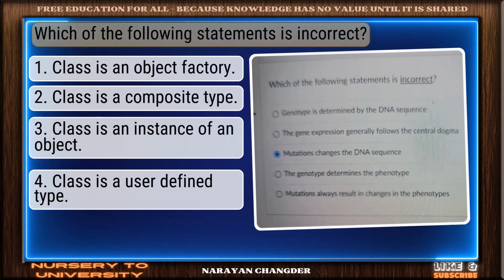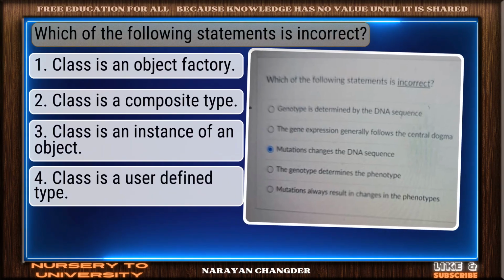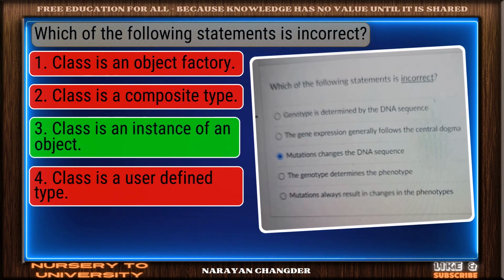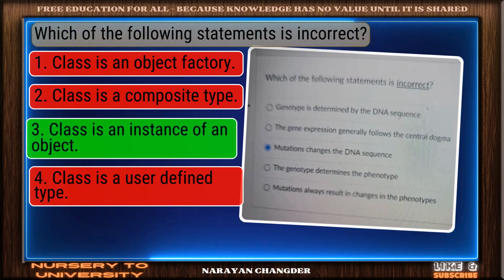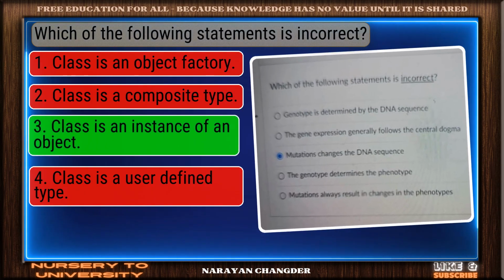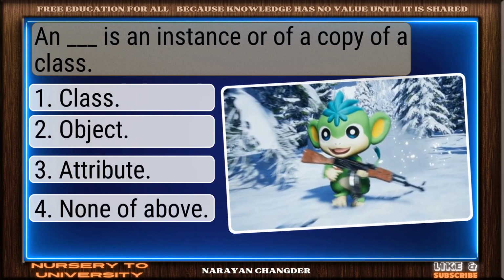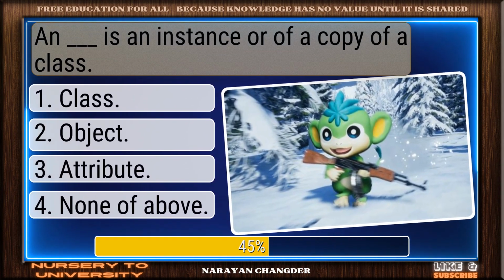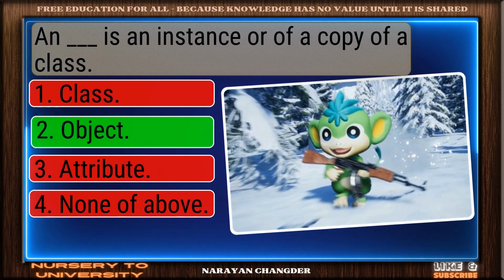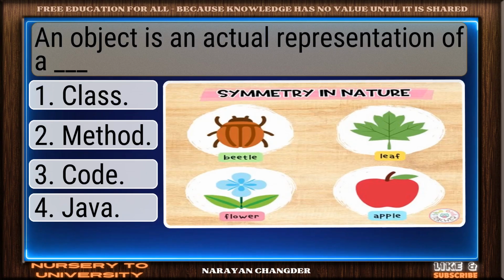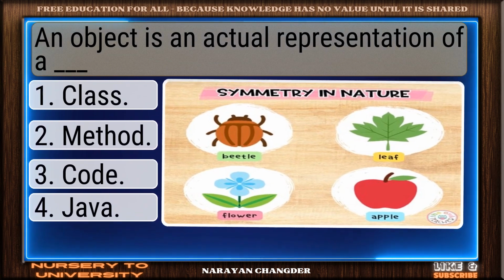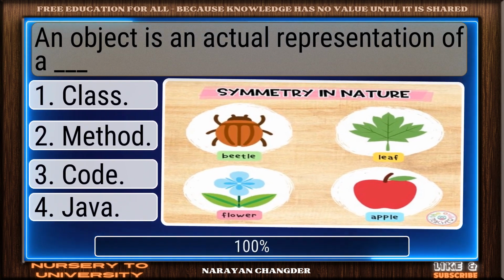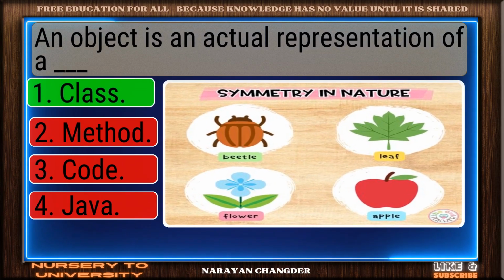Question number 23. Which of the following statements is incorrect? Perfect. Class is an instance of an object is the correct choice. Question number 24. And dash is an instance or a copy of a class? Right again. Object is a valid answer. Question number 25. An object is an actual representation of a dash. Valid point. Class is true.